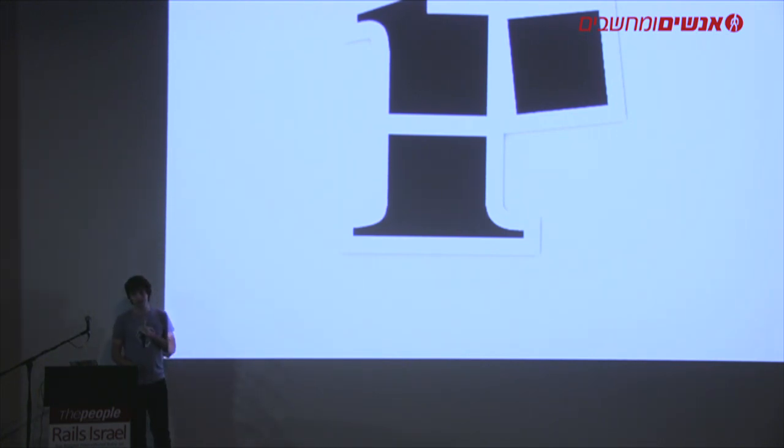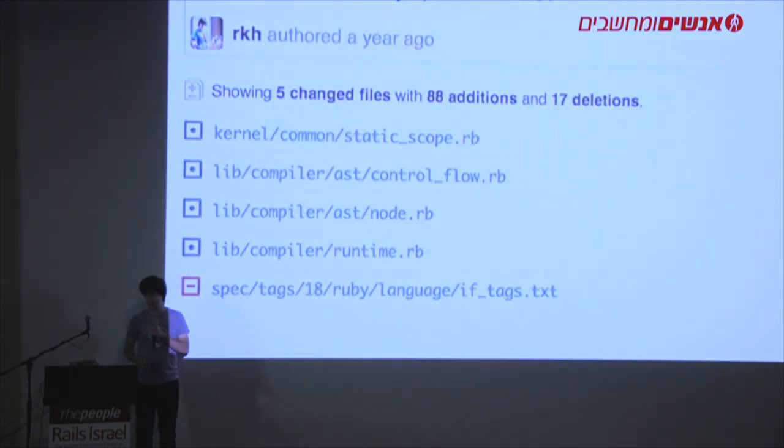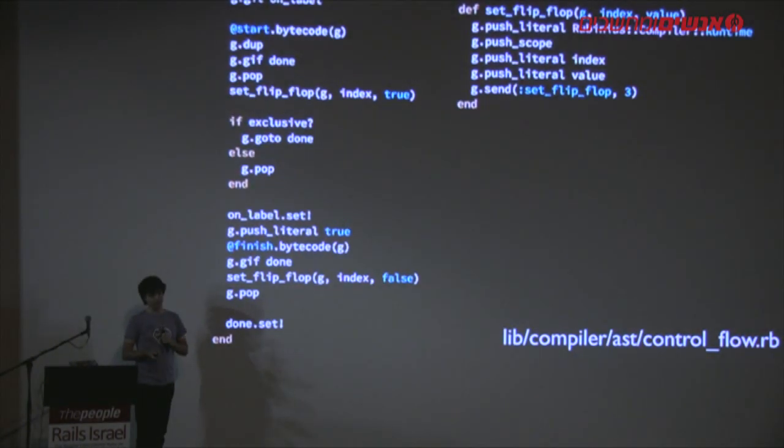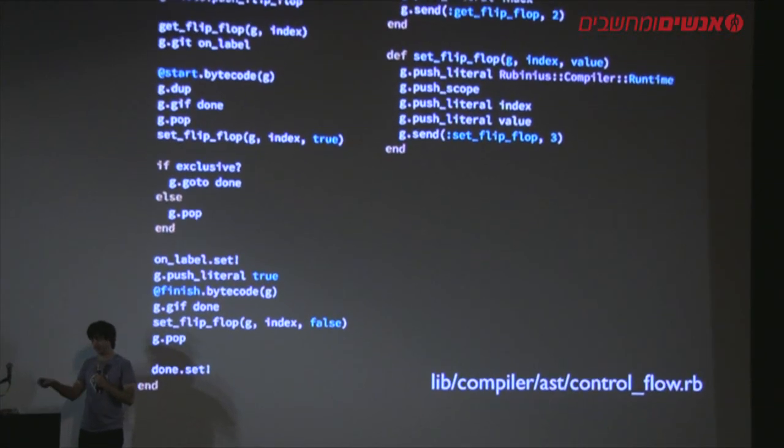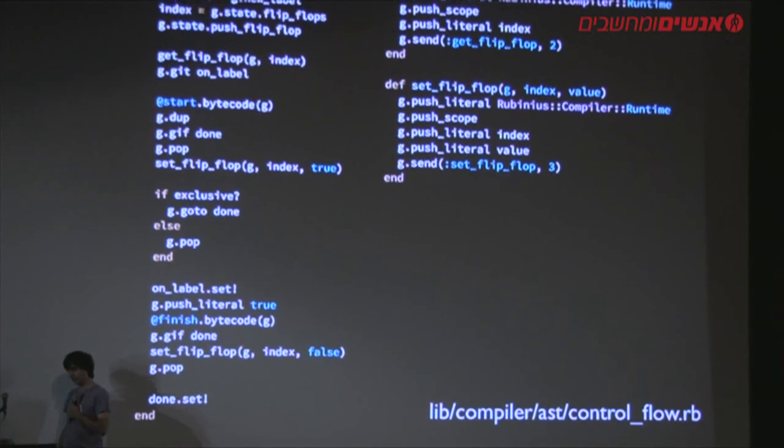So I sat down a weekend and implemented flip-flops for Rubinius. And apparently it's the most stable feature in Rubinius because there has not been a single bug report about it. Since Rubinius is a lot of Ruby, I implemented the complete feature in Ruby. This is the most important part of it, which basically executes when the bytecode comes along.